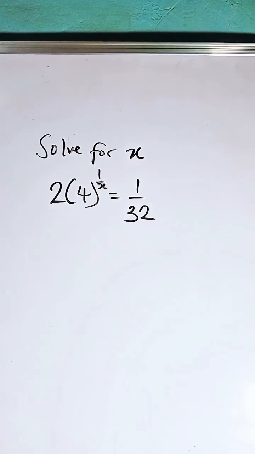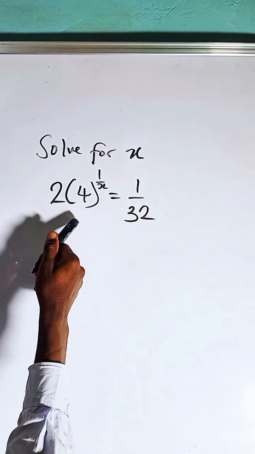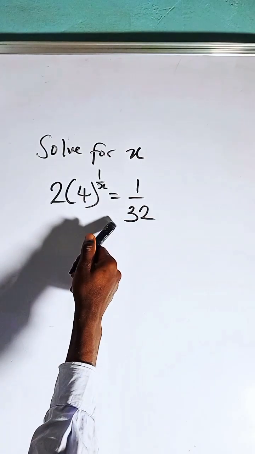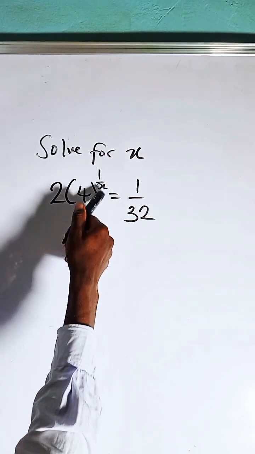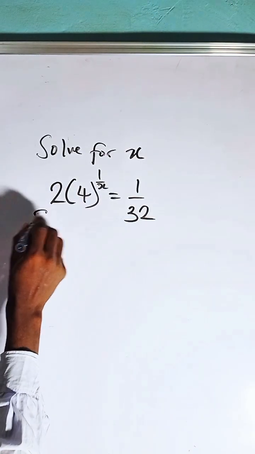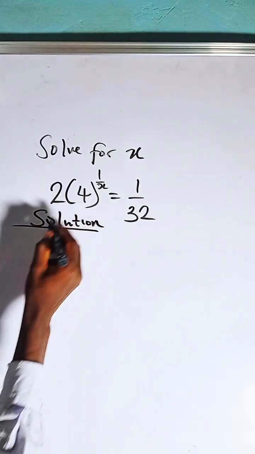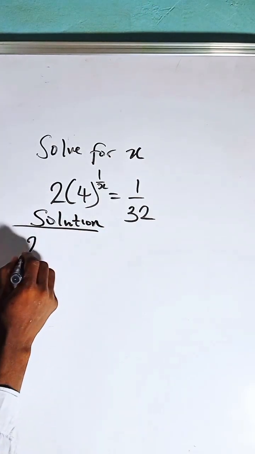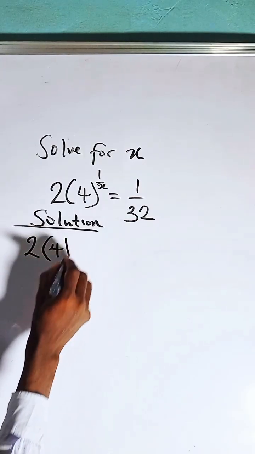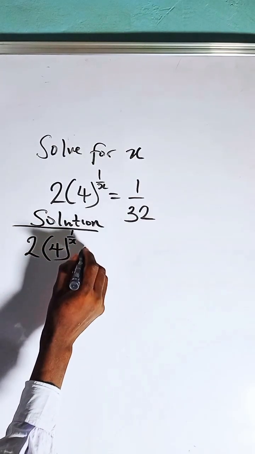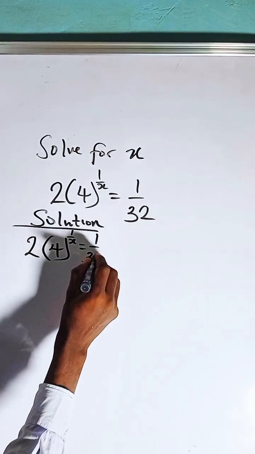The question says solve for x in this equation. So we have 2 times 4 raised to the power 1 over x equals 1 over 32. So what is the value of x? Solution. Let us approach it in this way. We have 2 times 4 raised to the power 1 over x equals 1 over 32.